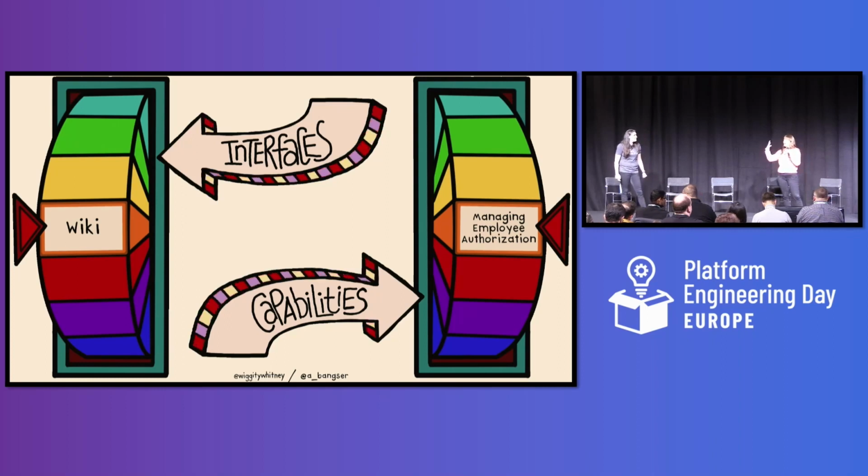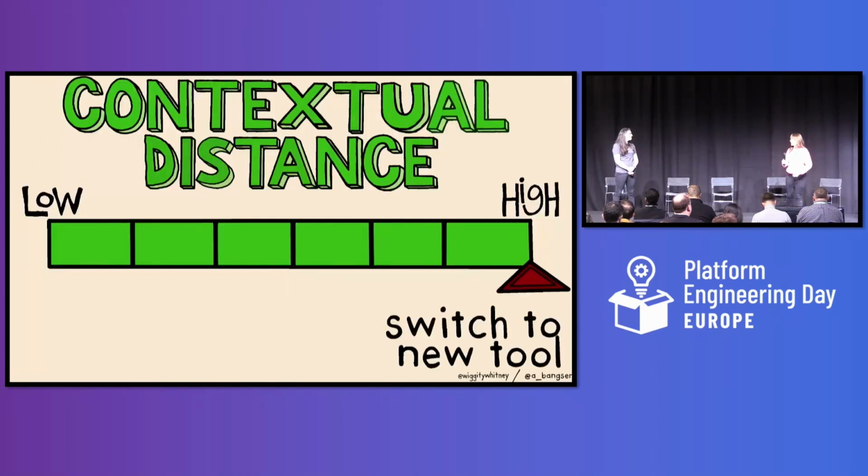No. But can we think about why it's not a good pairing? Like, what's feeling wrong about it? Well, it feels like when I want to give authorization to something, I know the tool I want to give authorization to, and it's not the wiki. It's the product. It's the website. It's that tool that I want to be giving that authorization to. So you want to be staying within the context where it makes sense. Oh, contextual distance.